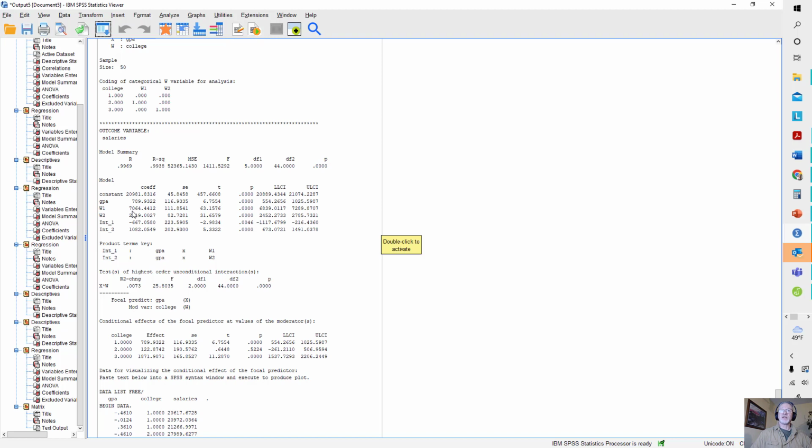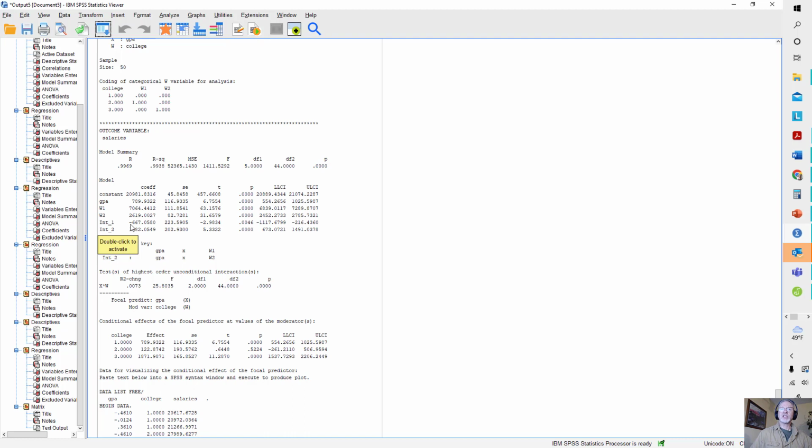So it's a $7,000 boost for the engineers above the 20,000 for liberal arts majors. That's a significant boost. The business majors are making $2,600 more than the 20,000, 21,000 for the liberal arts. That's a significant boost. You also get confidence intervals in here, which are cool.